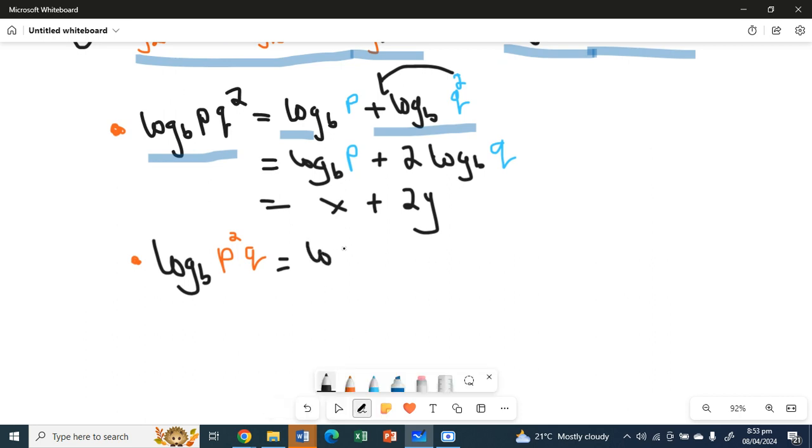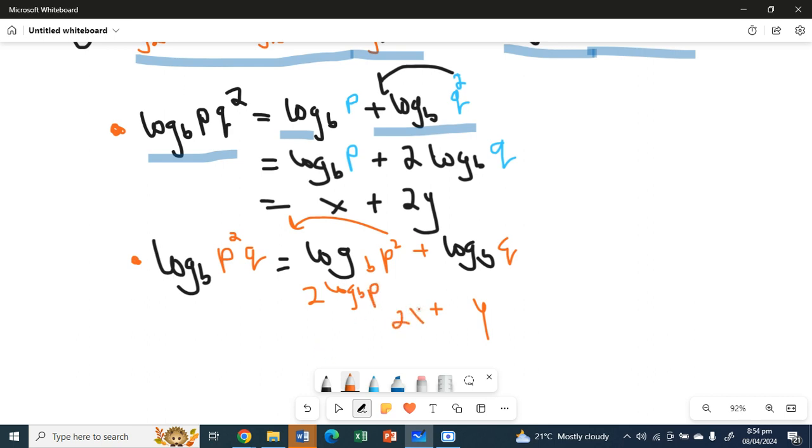So applying the product rule, you break down the log like this: log b p squared plus log b q. Here q we can easily substitute with y, but for p we need to apply the power rule. So the 2 comes this side, so it becomes 2 log b p, which we can substitute for 2x. Okay.